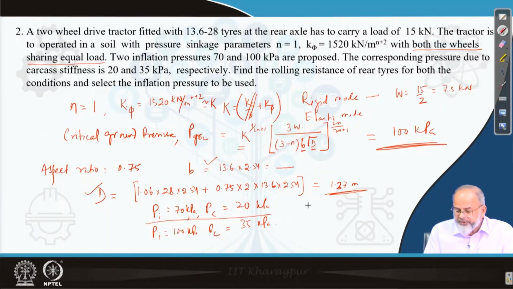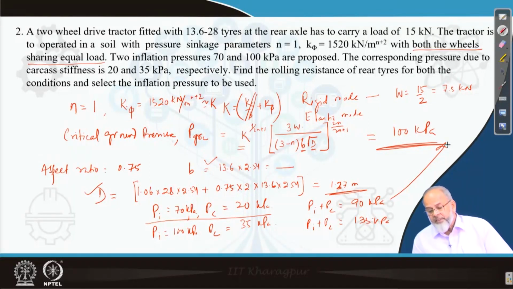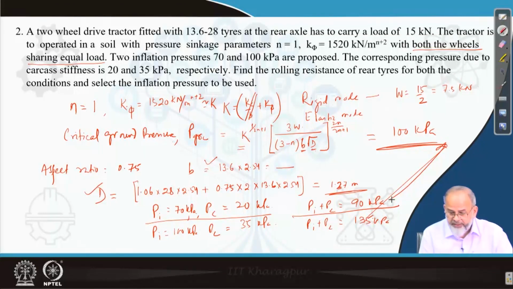So, Pi plus Pc in the first case is 90 kilopascal, and in the second case Pi plus Pc will be equal to 135 kilopascal. So, if you compare with this critical ground pressure, in one case it is lesser, the other case it is higher. So, in the first case where the Pi plus Pc is less than 100 kilopascal, that is 90 kilopascal.